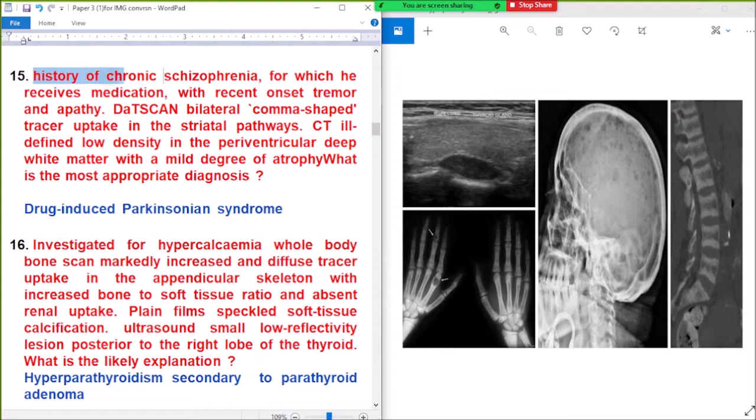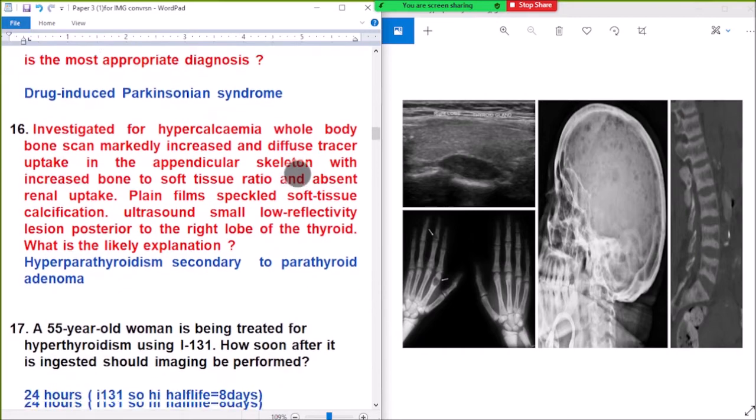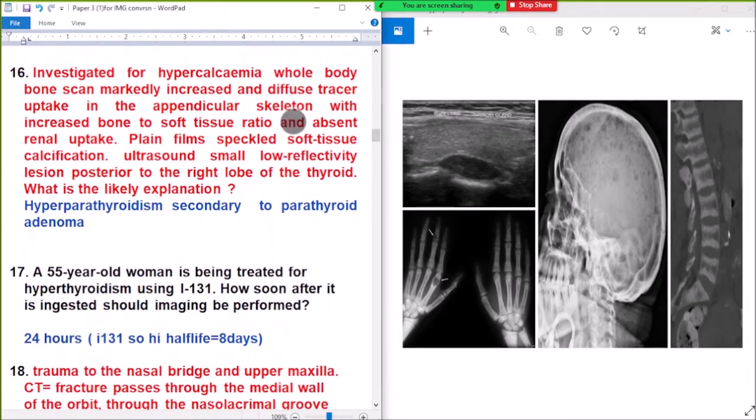He has a history of chronic schizophrenia for which he uses medication, and then after that you do a DAT scan which shows bilateral comma-shaped tracer uptake. So the diagnosis is drug-induced Parkinson's syndrome due to the drugs taken for schizophrenia. Correct. Next, question number 16.